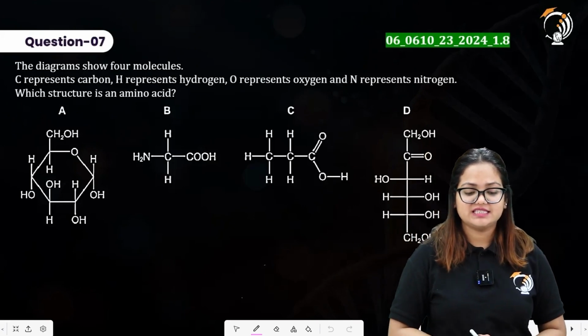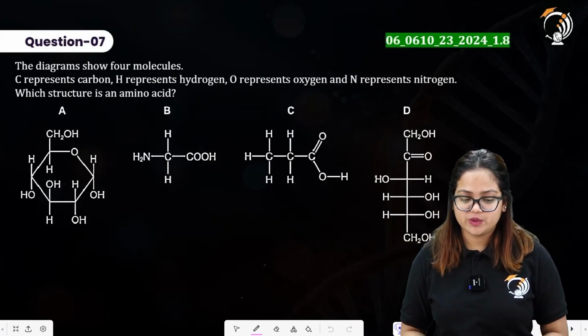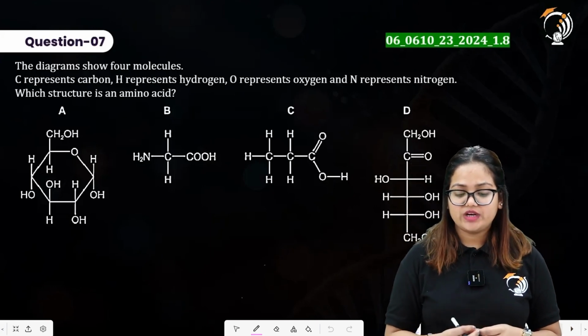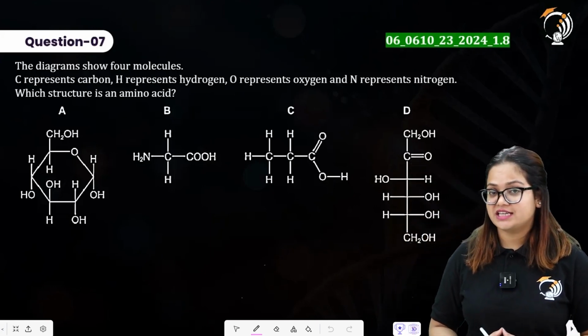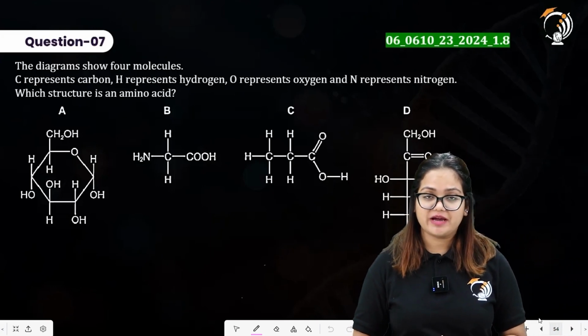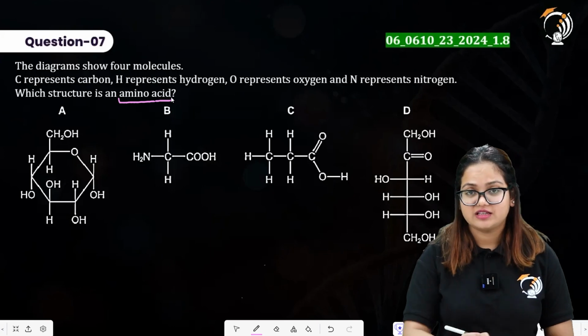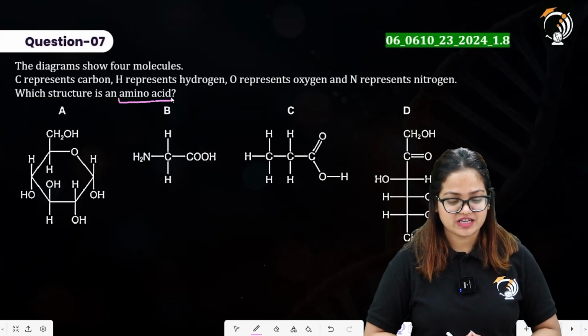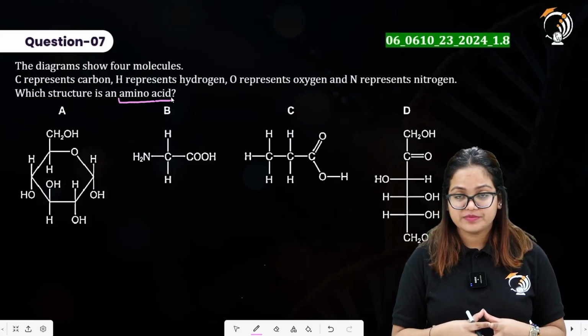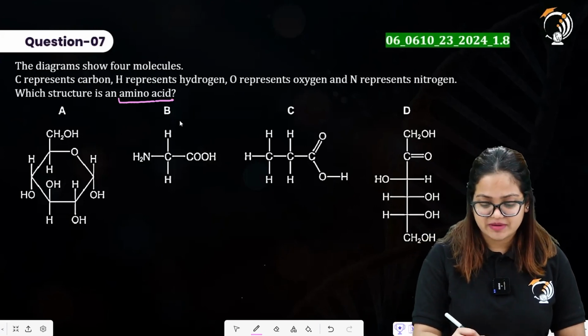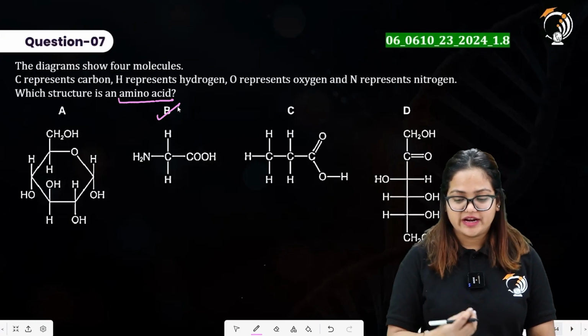Question number 7 says the diagram shows four molecules. C represents carbon, H represents hydrogen, O represents oxygen and N represents nitrogen. Which structure is an amino acid? So amino acid is a substituted methane. So we are going to find the substituted methane in the given options here. A is the sugar. Then B here is the substituted methane, that is the amino acid. It is going to be our right answer for this question.